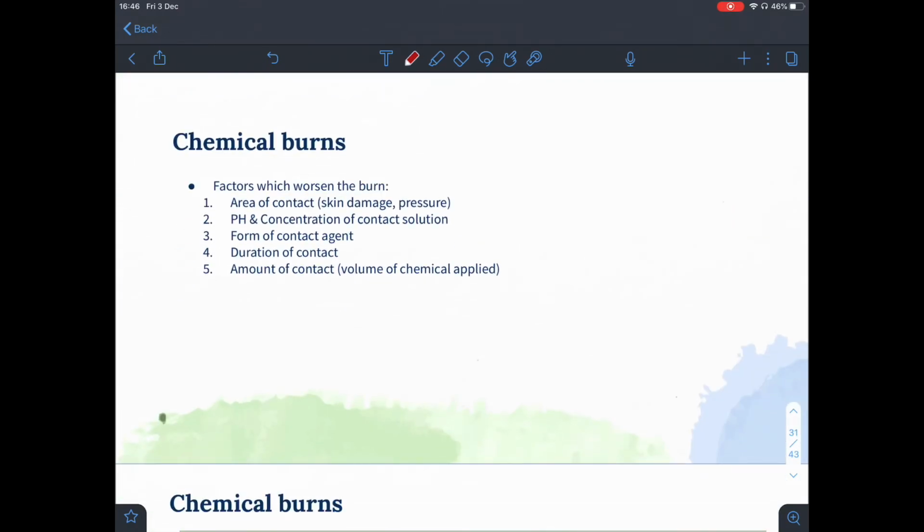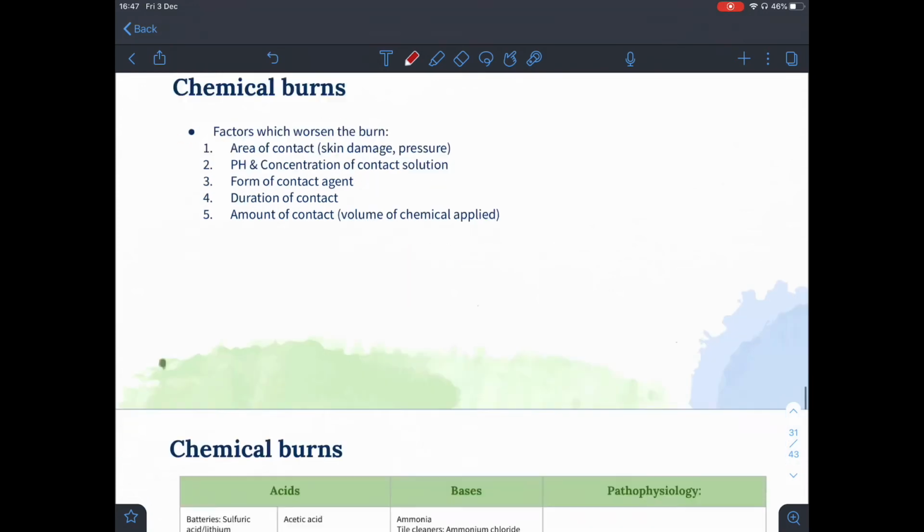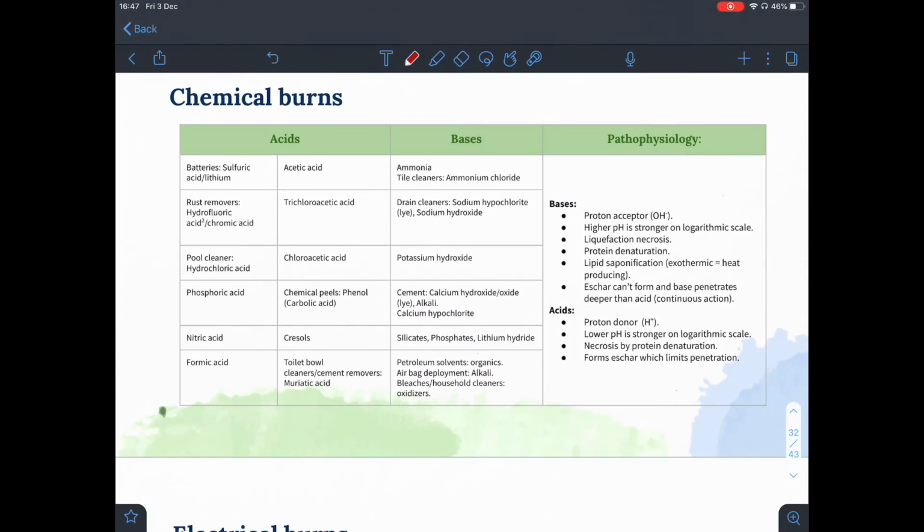So we have the factors that may worsen the burn. So the area of contact. Is it a small area or a larger area? Obviously, larger area, more damage. pH and concentration of the contact solution. The form of contact solution, is it gas or liquid? It matters. Duration of contact: how long the patient was exposed or not. Amount of contact, the volume of the chemical applied. Okay. Here are some examples of acids and bases and the pathophysiology. You can read it later.